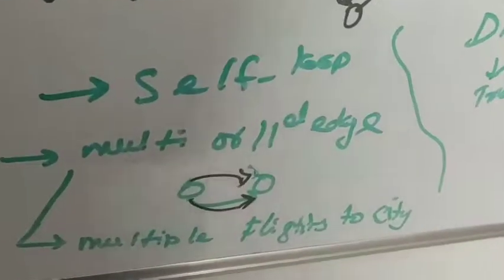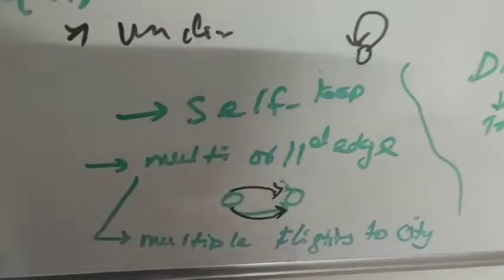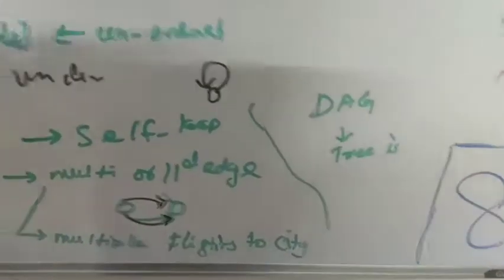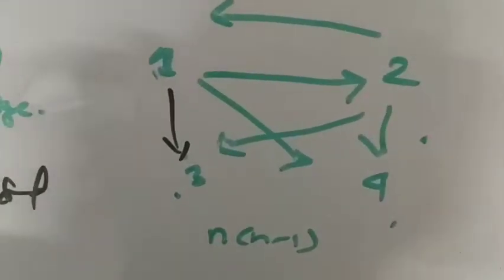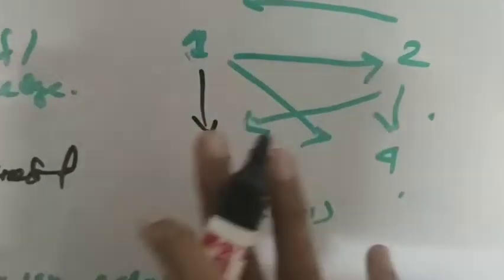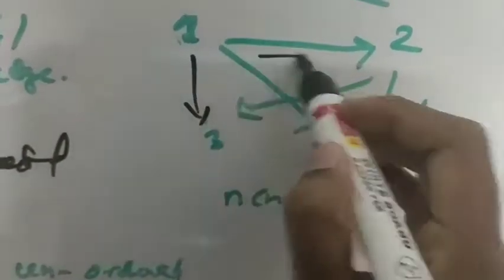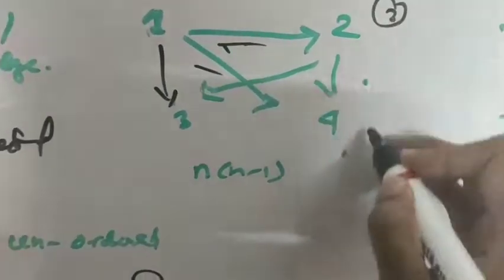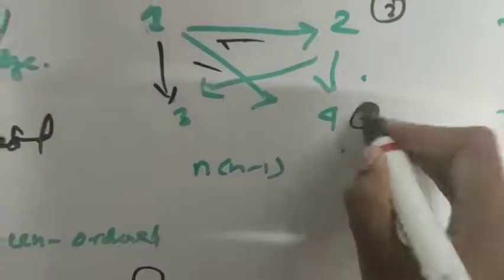So when can you have multiple or parallel edges? For example, multiple flights are going to the same city. So that is represented as multiple edges to the same nodes. So let's say we don't have that, and to calculate the maximum number of edges possible, just draw an edge from source to all other nodes. So from 1 to all other nodes, so 3. From 2 to all other nodes, 3. From 4 to all other nodes, 3. From 3 to all other nodes, 3.